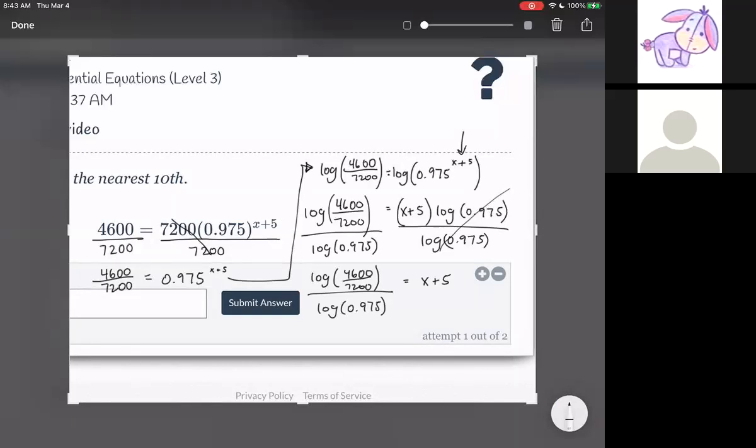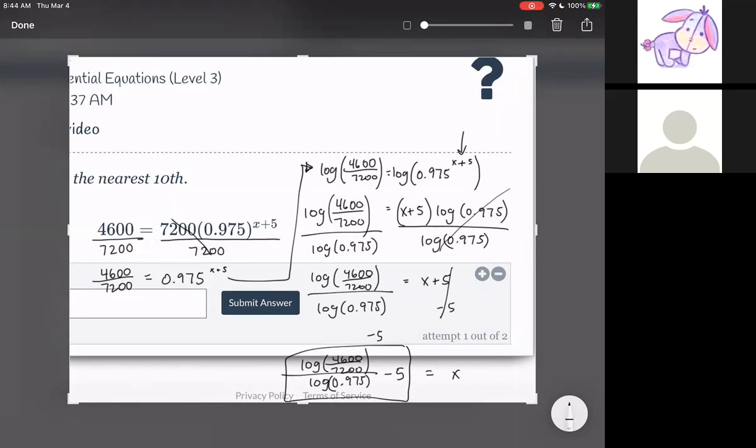Okay. So the fraction is equal to x plus 5. And so in order to get x by itself, this time we don't have to multiply or divide by anything. This time it's an x plus 5. So to get rid of a plus 5, we do the opposite, minus 5. Minus 5. And so what will I be typing into the calculator this time? I will type log of 4600 divided by 7200 divided by log 0.975 minus 5. I will literally type this. That will be equal to x. So I'm going to type this thing, a fraction minus 5, into our calculator.